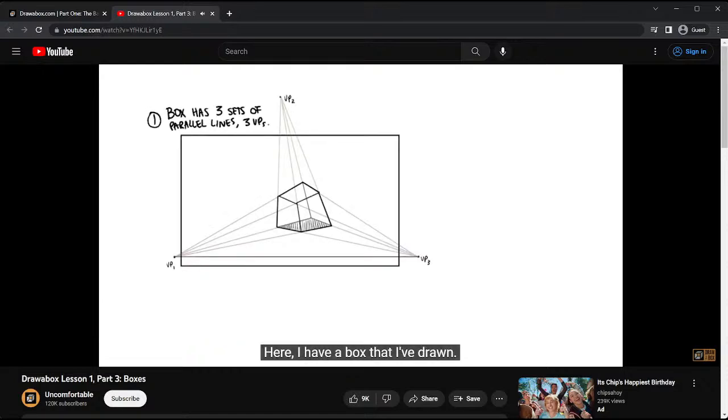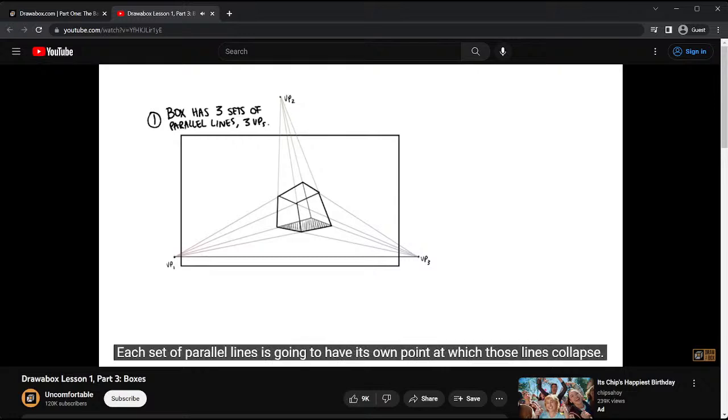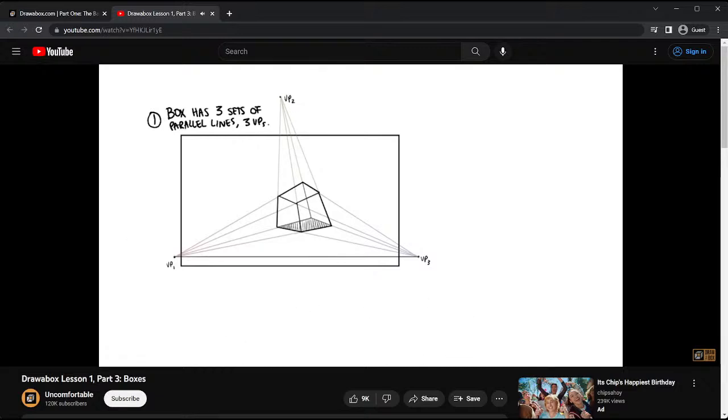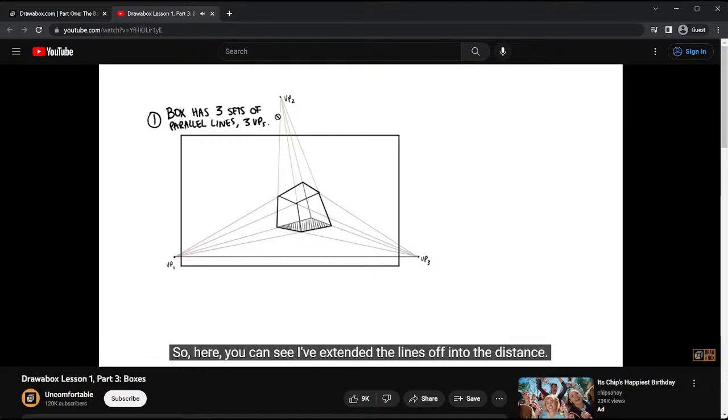Here, I have a box that I've drawn. A box has 3 different sets of parallel lines, one for each dimension of space. And so, as we explored before, each set of parallel lines is going to have its own point at which those lines collapse. And so it has 3 vanishing points. So here you can see I've extended the lines off into the distance. The red ones are all parallel to each other. The blue ones are all parallel to each other, and the green ones are all parallel to each other.